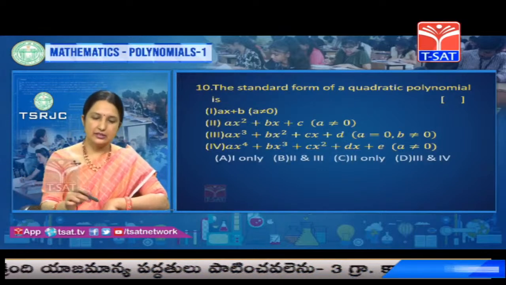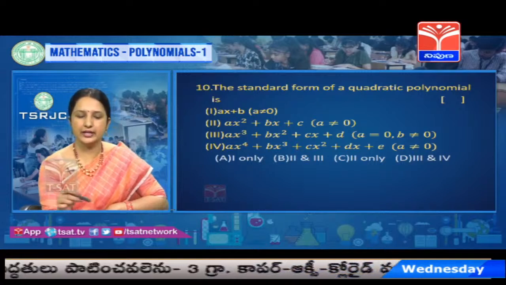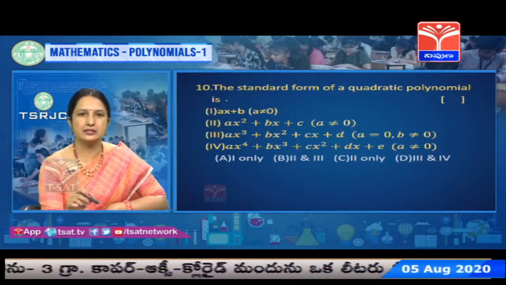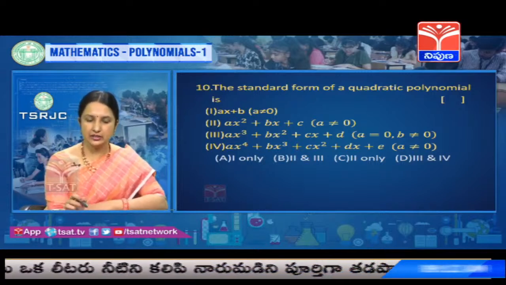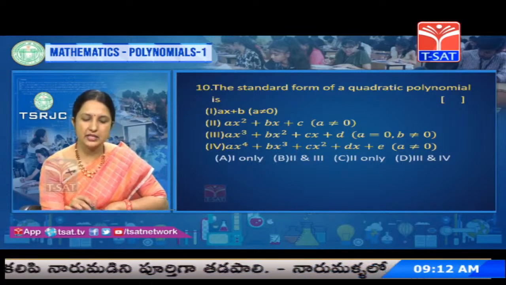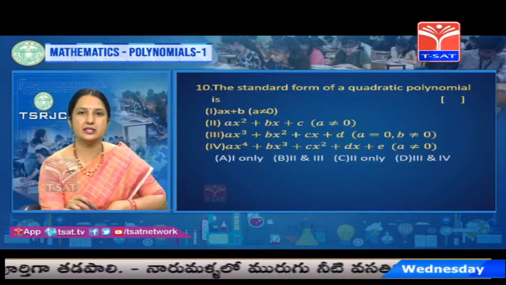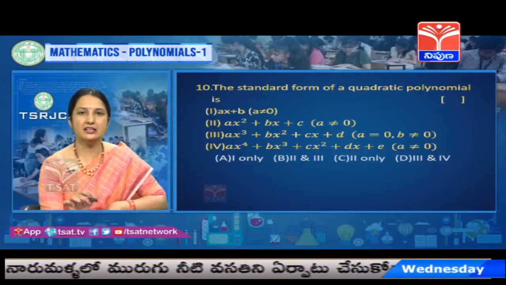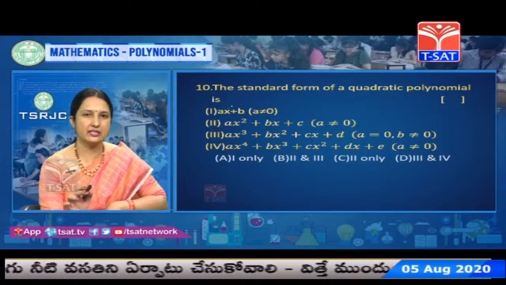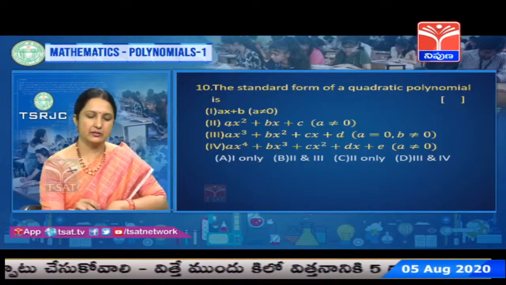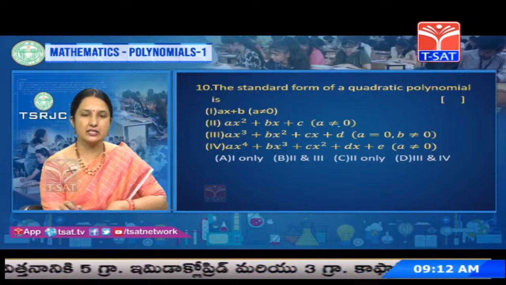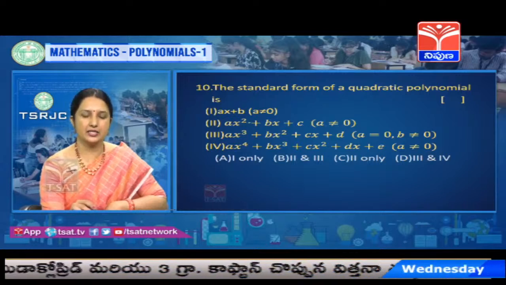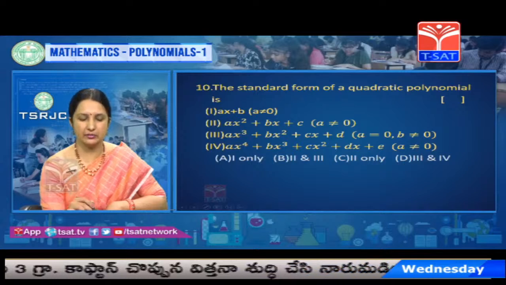Next, 10th question. The standard form of a quadratic polynomial is... Here we have conditions also given. We have to observe the condition. So, first one, ax plus b, where a is not equal to 0. Clearly it is a linear polynomial. x power 1 is there, so it is a linear polynomial. Ax square plus bx plus c, where a is not equal to 0. So, x square is there, so it is a quadratic polynomial.